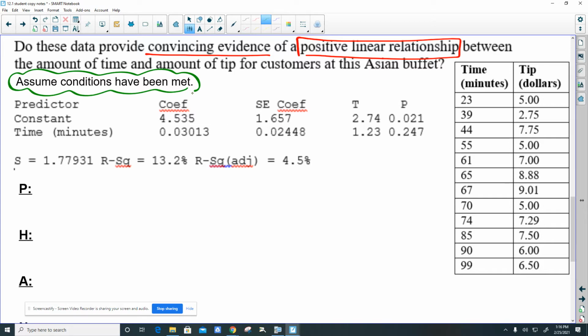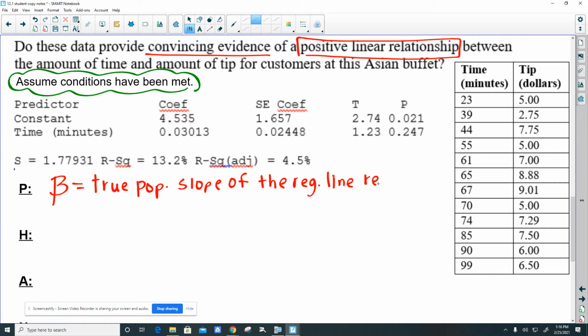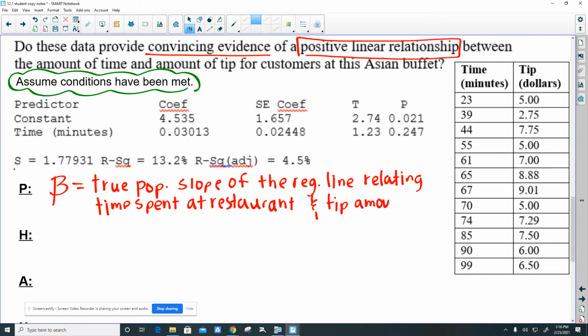So the P in PHANTOMS, this is where we would define what our parameter is, beta. This is what the claim is being made about, the true population slope of the regression line relating, we can say in context, what our two variables are: time spent at restaurant and tip amount. Those are our two variables.